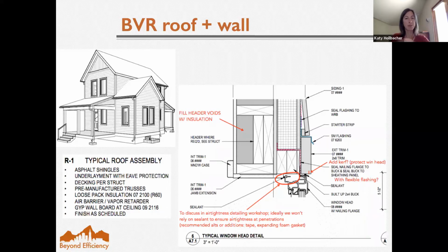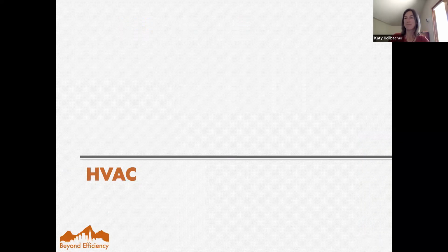Okay, should we get into mechanical? So, something that in our consulting practice we've been migrating more and more towards is all electric buildings.